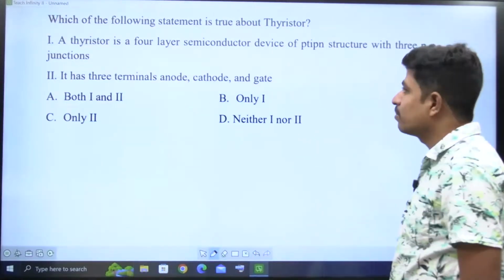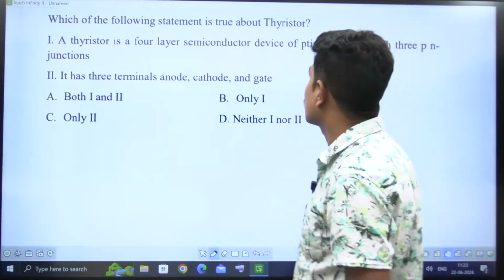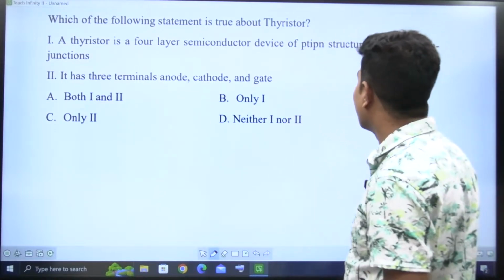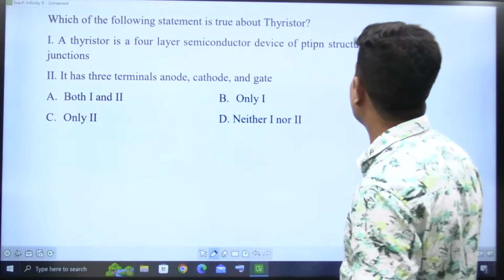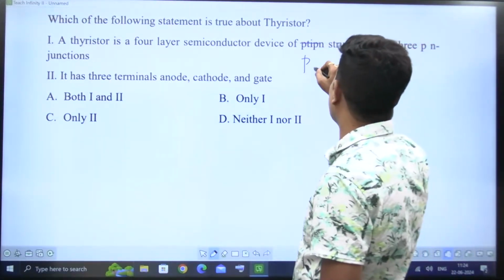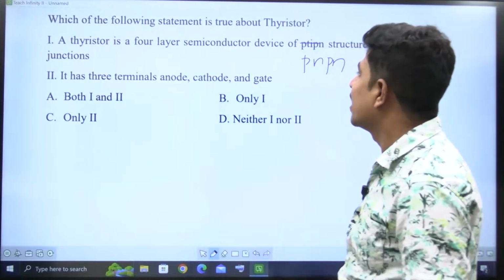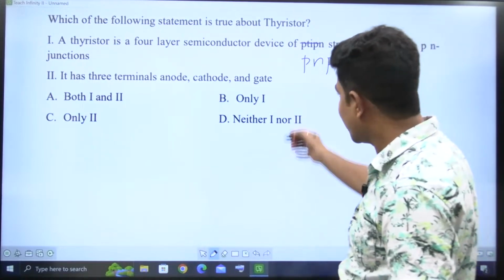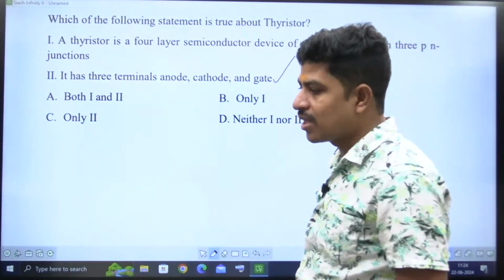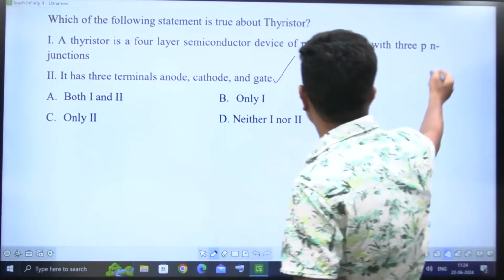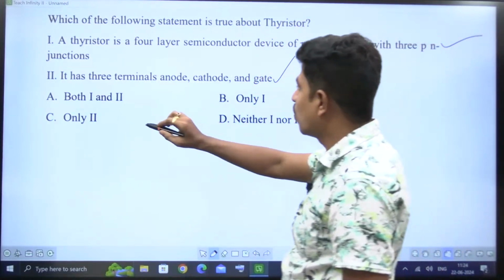Yes, next question, please. Which of the following statements is true about a thyristor? A thyristor is a 4-layer semiconductor device. Yes, it is a PNPN structure with 3 PN junctions. It has 3 terminals: anode, cathode, and gate. The first statement is correct, the second statement is also correct, both 1 and 2 are correct.